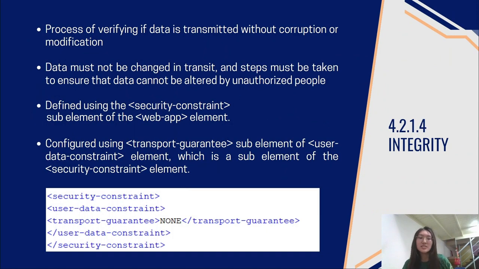So the next one is integrity. What is integrity? It is the process of verifying that data is transmitted without corruption or modification. Data must not be changed in transit, and steps must be taken to ensure that data cannot be altered by unauthorized people. It is defined using the security-constraint sub-element of the web-app element. It is configured using the transport-guarantee sub-element of the user-data-constraint element, which is a sub-element of the security-constraint element. This is an example of the coding.